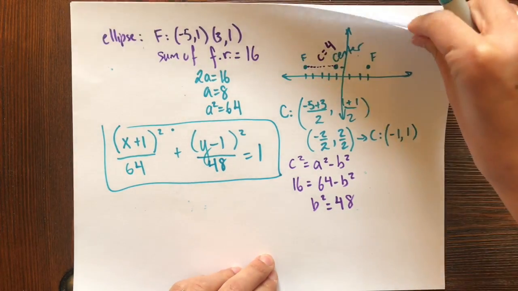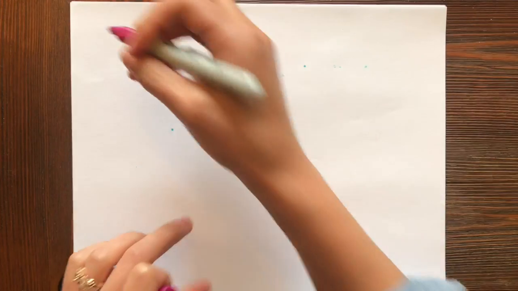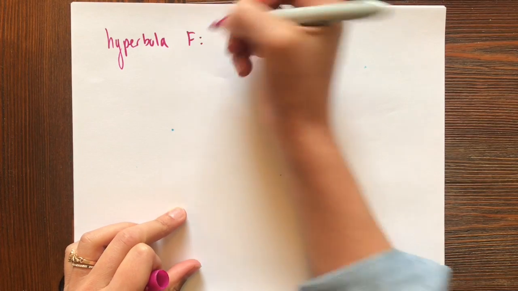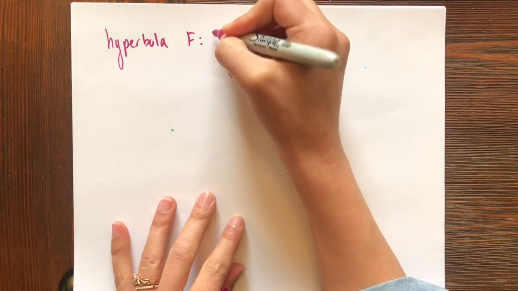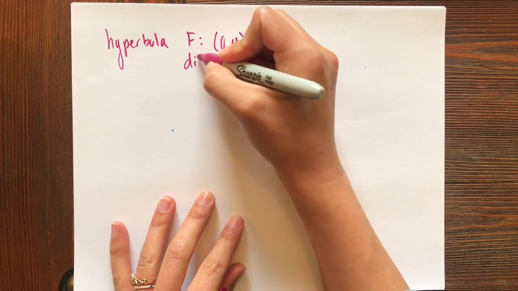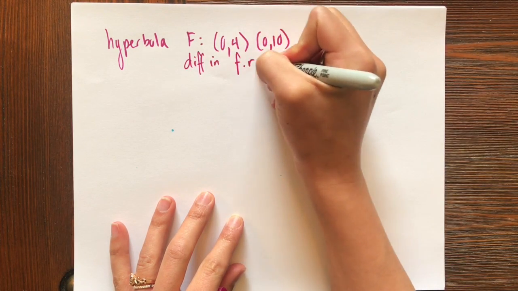Moving on to now a hyperbola. I'm given the same two things. I'm going to have 2 foci as well as now the difference in the focal radii. So suppose that my foci are (0, 4) and (0, 10), and the difference in focal radii is equal to 4.